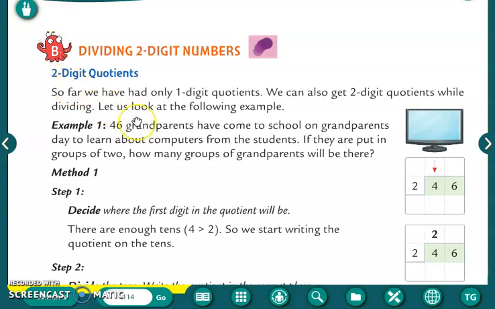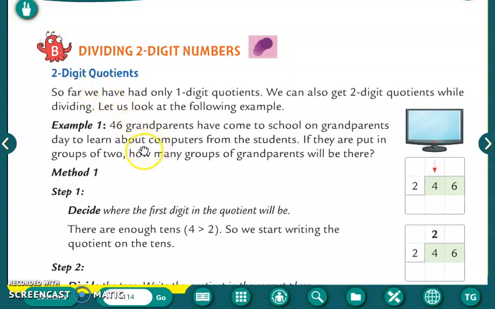Hello everyone. Now we will do maths, and in maths we are doing chapter number 6, more division. For this we had learned about short division and long division, and now we will learn some more about division. Here we will see dividing two-digit numbers, and the quotient will be 2 digits. Now how will it be possible, how can we do it?